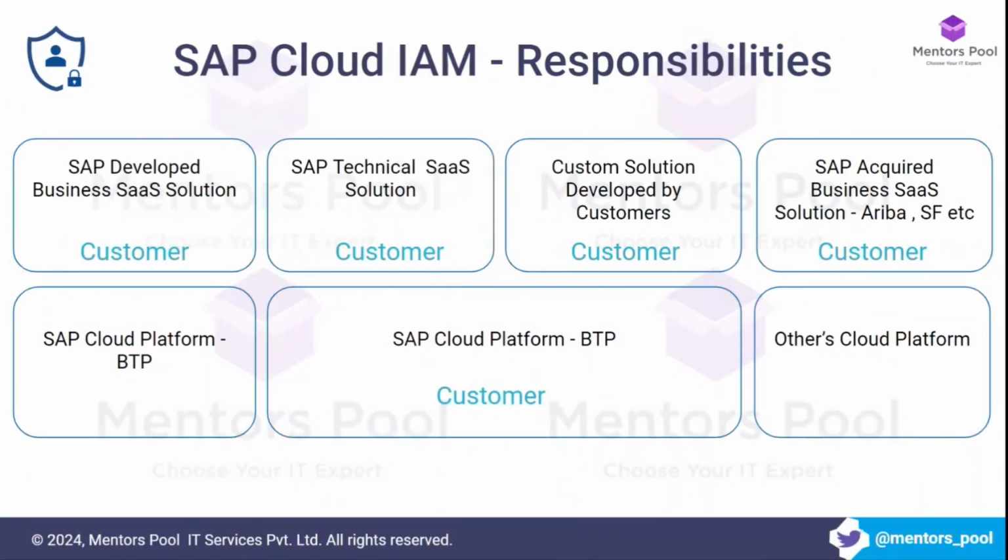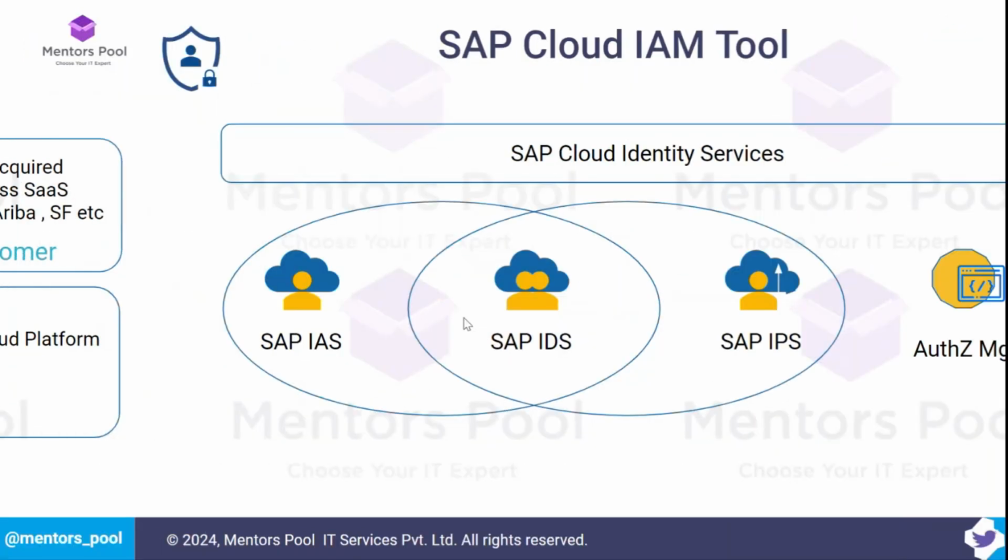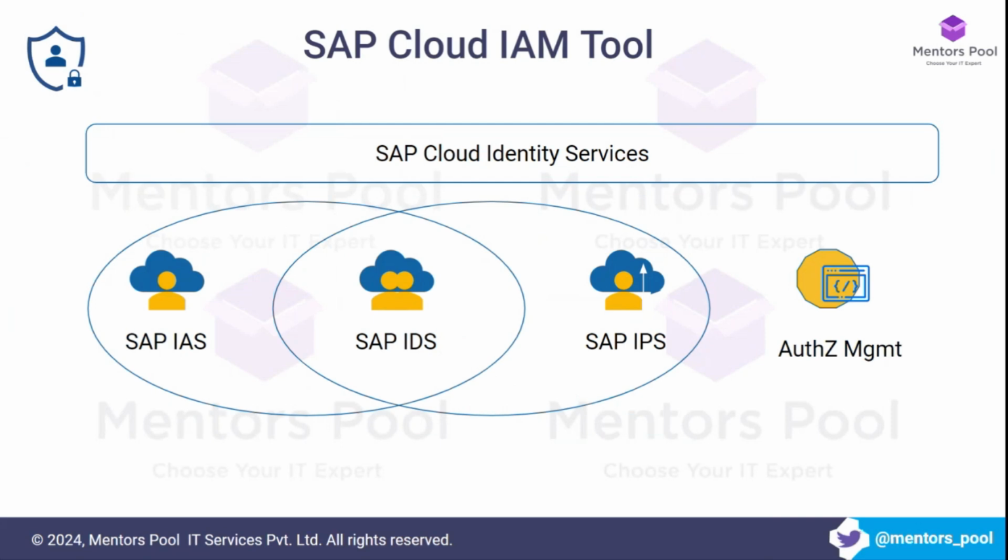Okay, we looked at what all the different things we have in the landscape where we need to manage identity access management, right? SAP developed solutions or technical solutions developed by SAP running on BTP, custom solutions developed by customer, SAP acquired solutions, or the platform itself where it is running, like your BTP platform itself, identity access management of that. Then we looked at what tool SAP provides, which is Cloud Identity Services, which has these three capabilities: IAS, IDS, IPS, and also authorization management for some custom applications where developers are allowed to do that in IAS.